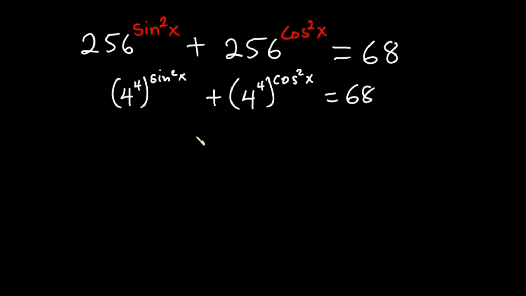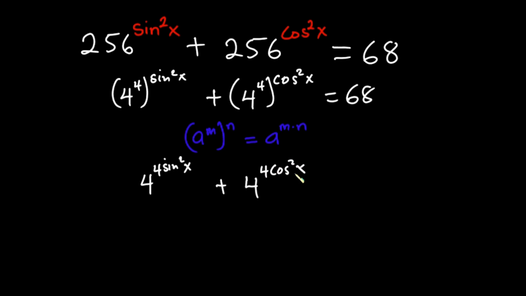Now from indices, a to the power m to the power n could be written as a to the power m times n. So it means that straight away we can multiply this sine squared x by this 4. Likewise, we can also multiply this 4 by cos squared x. So we're going to have 4 to the power 4 sine squared x plus 4 to the power 4 cos squared x, and this is equal to 68.